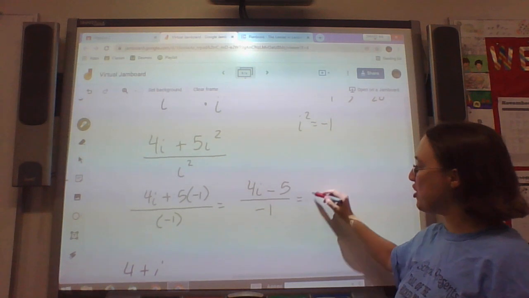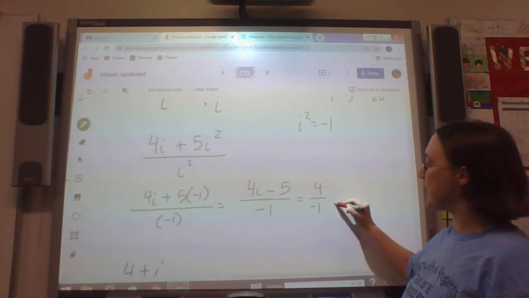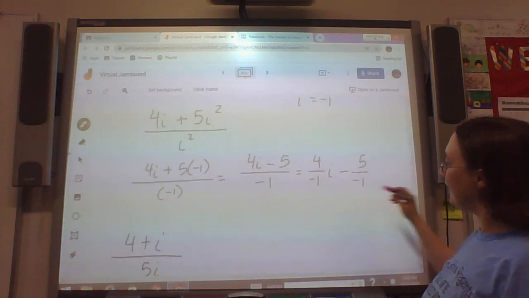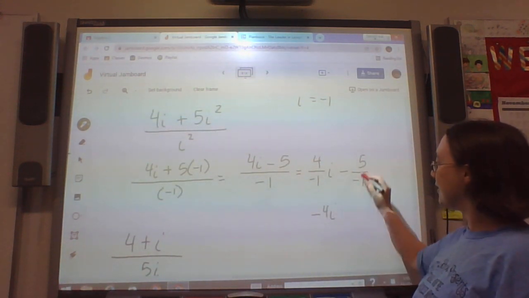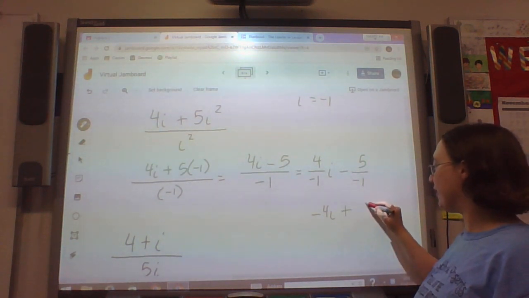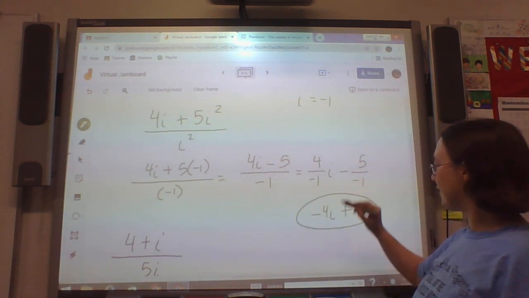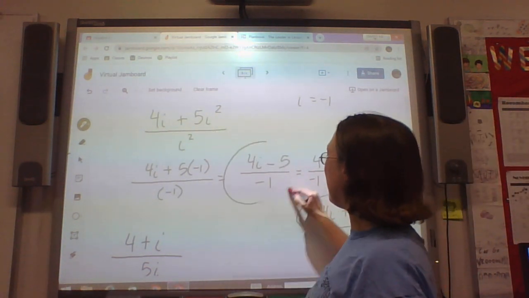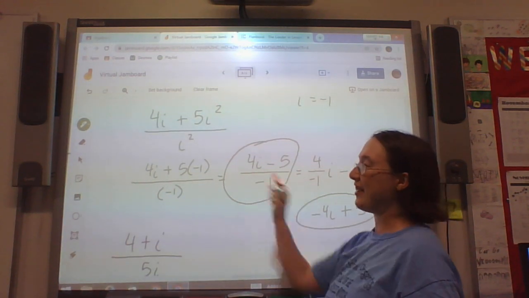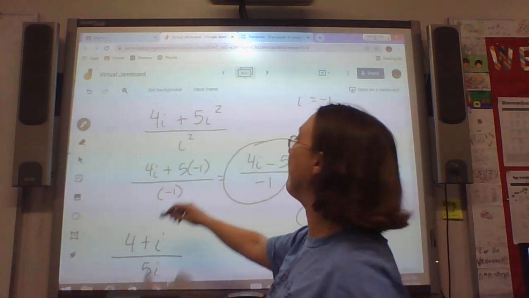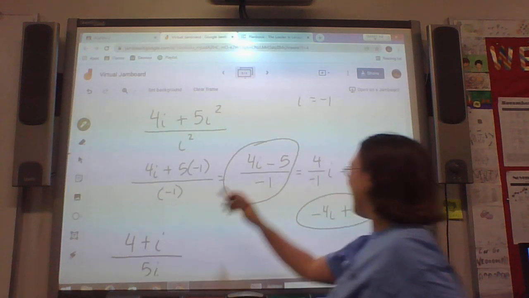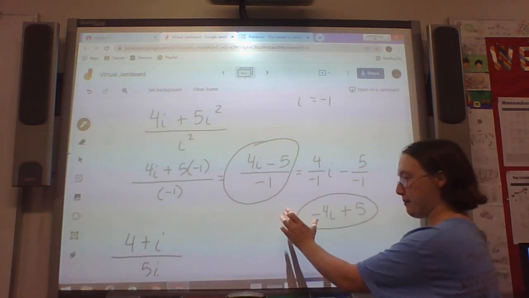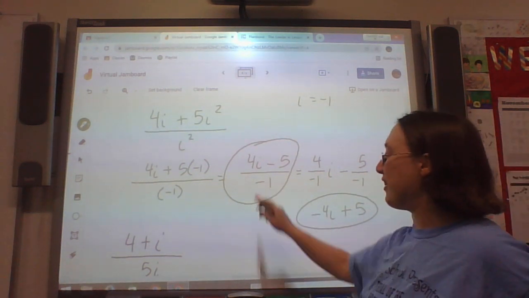Which I'm just going to rearrange into a 4 over a negative 1 times i, minus a 5 over a negative 1, which is a negative 4i, minus a negative gives you plus a 5. Oh, there we go. So once we're here, it's just a matter of making this look nice. Getting from here to here is the main thing, realizing we can turn those i squareds into a negative 1. Everything after this is just rearranging to make it look nice, where we've got a real part and an imaginary part. So getting here is the big thing.